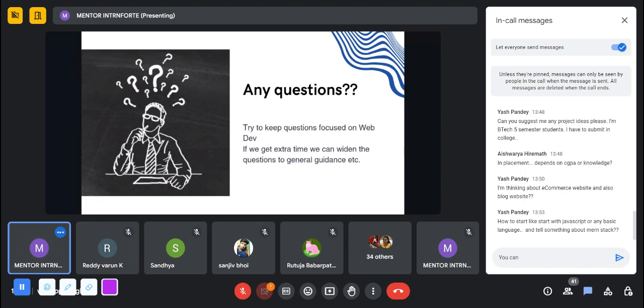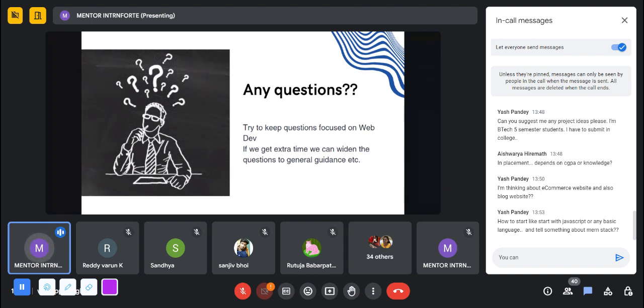How to start? Start with JavaScript or any basic language and learn a stack. Okay, if you are starting with the basics, the three fundamental blocks would be HTML, CSS, JavaScript. Once you have completed that, you have successfully completed the front end section of web development. And the MERN stack is a combination of four things. This is an entire full stack development: MongoDB, Express, React, Node.js. So that will consist of four things.